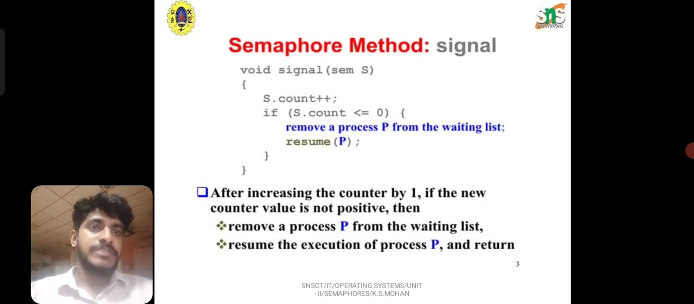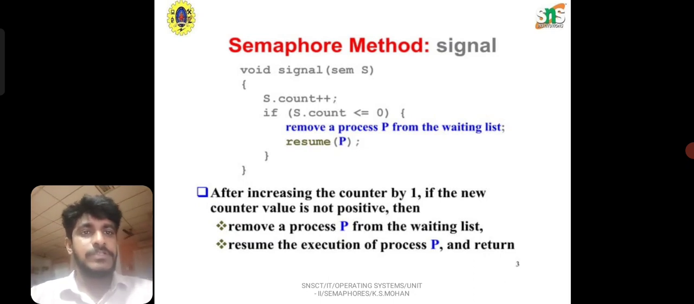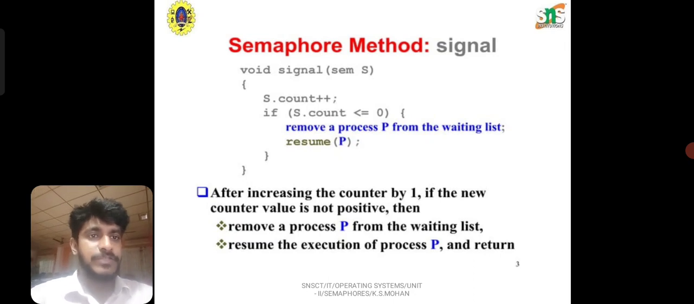The second semaphore method is signal. Wait and signal are the two methods of semaphores. In this method we have void signal of s: s.count increases. If count is less than or equal to 0, remove process p from the waiting list and resume p. And we can close the loop. So after increasing the counter by 1, if the new counter value is not positive, then remove process p from the waiting list, resume the execution of process p, and return.